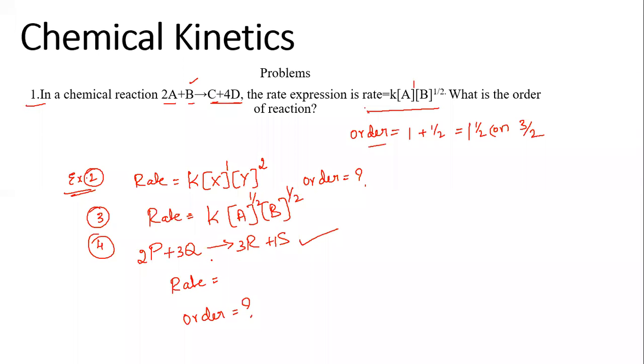See, the rate expression for this equation can be given as, that is, K is a rate constant, proportionality constant you can say, and here we have two reactants P and Q, and as the stoichiometric coefficient for P is 2, so 2 will come as a power, and here it's 3. What is the order? It is the summation of the powers, 2 plus 3. Therefore, the answer is 5. Okay, now you understood, I hope. So this is about order, how to find out the order of the reaction.